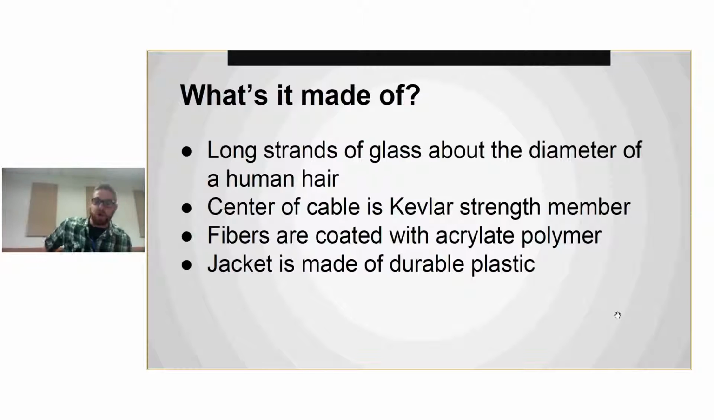So what is it made of? Fiber optics is a long strand of glass that's about the diameter of a human hair. The center of the physical cable is a strength member made of Kevlar. This is just to help the structural integrity of the cable. All of those fiber strands are wrapped around the Kevlar to make it stronger, and so that you can't just pull the strands out of the cable themselves. Every fiber is coated with an acrylic polymer that helps protect it from water damage and dust and things like that. And then the outer jacket of the cable is made of a really durable plastic, which is actually a lot harder to cut than you'd think, even when you want to.